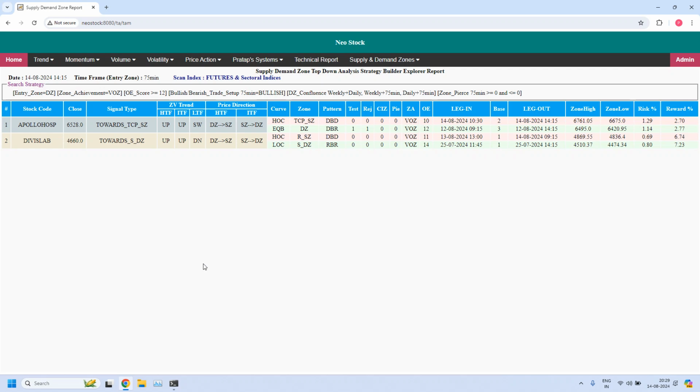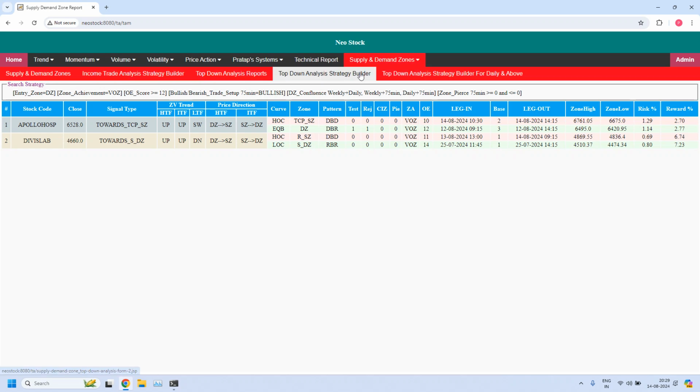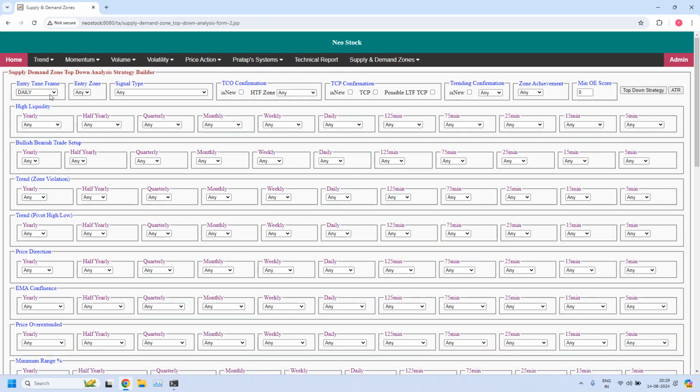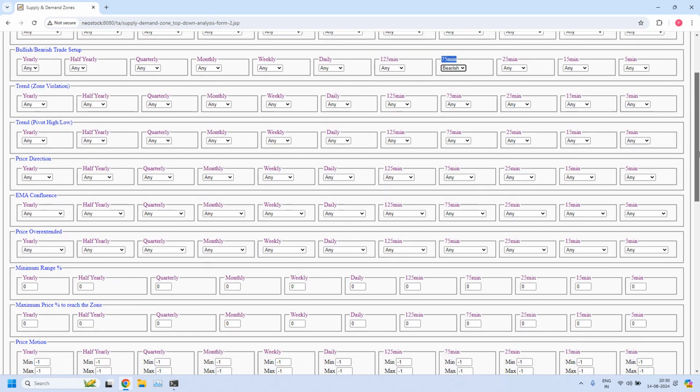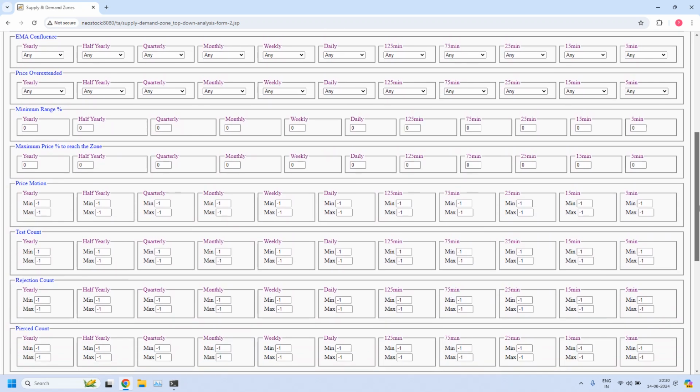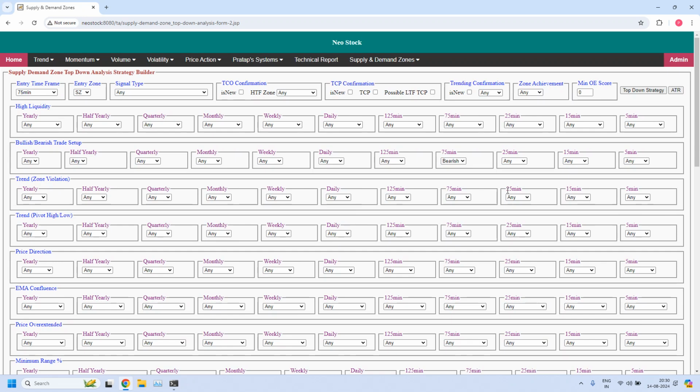Okay, this is about bullish trade setup for weekly income trade, and next bearish trade setup for weekly income trade. Entry time frame is 75 minutes. Entry zone is supply zone, and in bullish or bearish trade setup at 75 minutes time frame, I am selecting the value bearish, and the 75 minute supply zone should not be pierced. So pierced count on 75 minutes time frame, minimum value I am setting 0, maximum value I am setting 0.